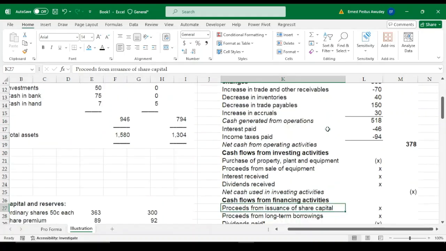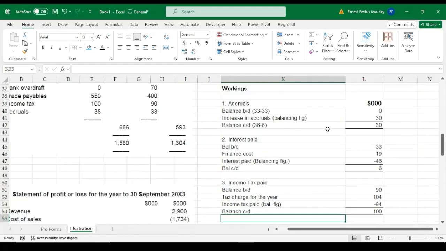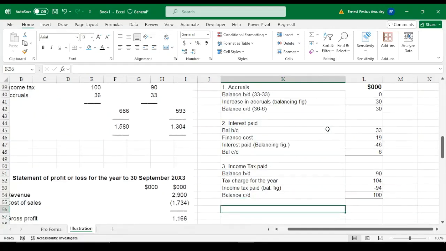So let's continue to cash flows from investing activities. So the investing activities, we are talking about purchase of property, plant, and equipment. Was there any purchase of property, plant, and equipment? We have to do a calculation for it. Okay, and that is what we also call capital expenditure or capex. So let's go to our workings and see whether we have purchased any property, plant, and equipment.